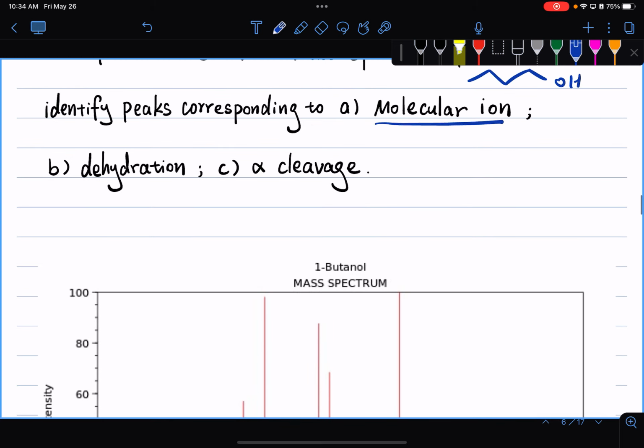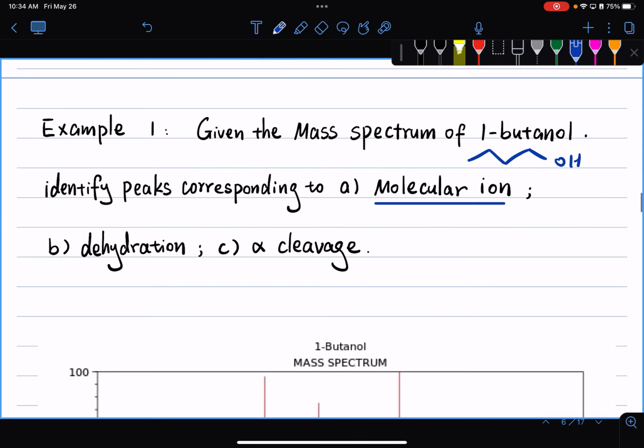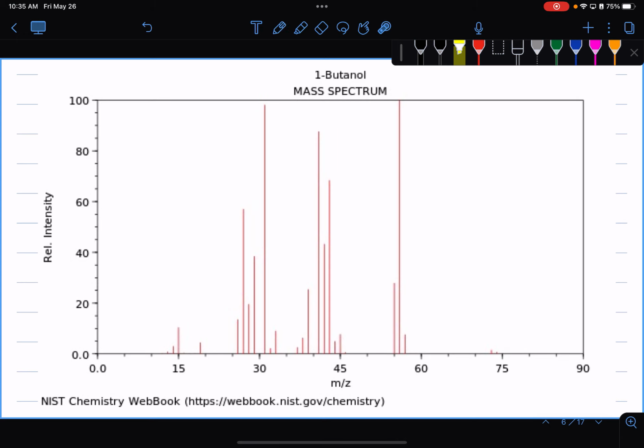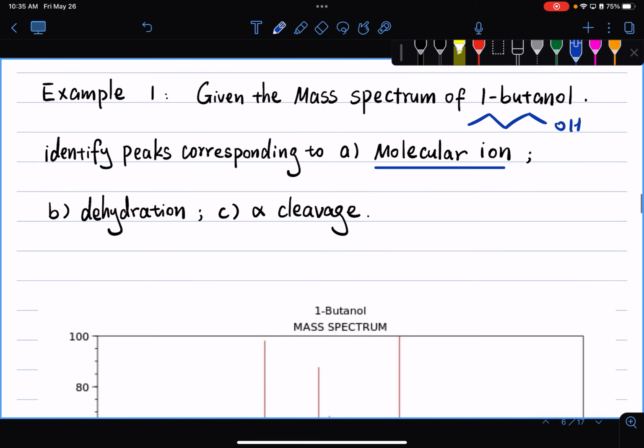So first things first, the molecular ion. This one we can just quickly get. Either you're looking for the largest, the heaviest peak on your spectrum, but on this diagram, that heaviest peak is actually not so obvious. It's easy to get it wrong. So I highly recommend you calculate the molecular mass for that molecule if I'm giving you the molecular formula. So this one is C4H10O, and the molecular weight is 74 gram per mole.